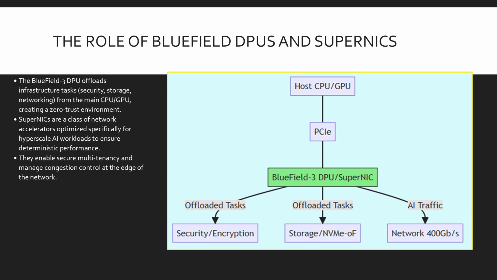What did we learn? We learned that the endpoint is as smart as the switch. The important point is that DPUs and Super NICs isolate infrastructure noise, preserving GPU cycles for training.